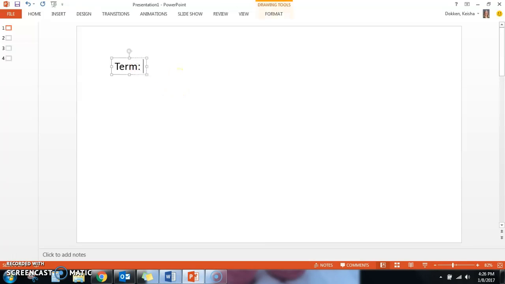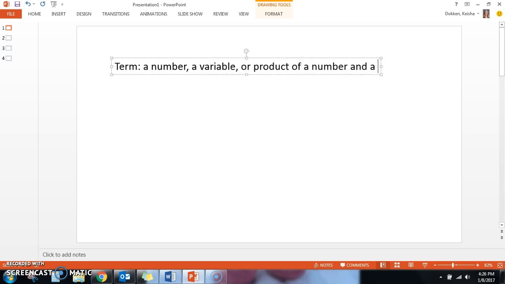A term is one of three things. It could be a number, it could be a variable, or it could be the product of a number and a variable.